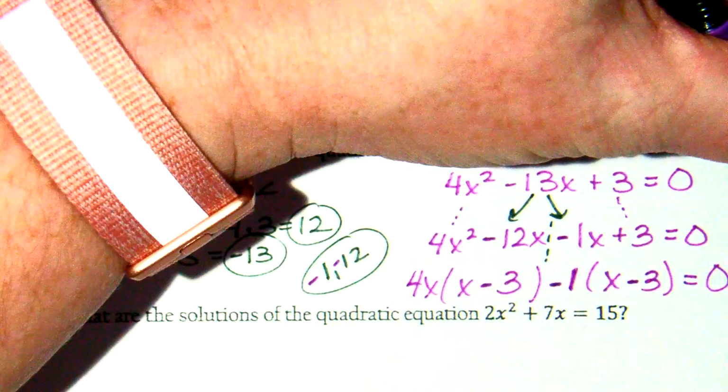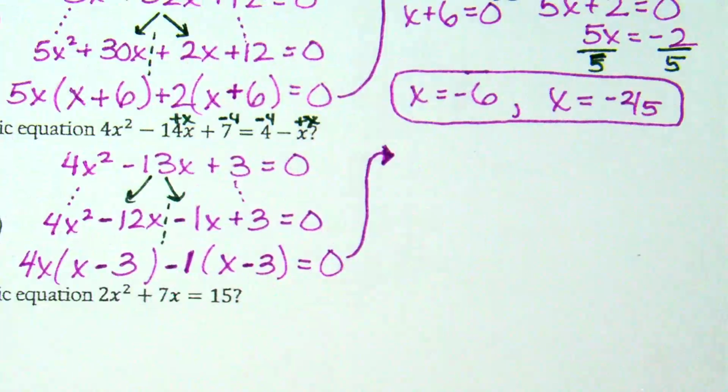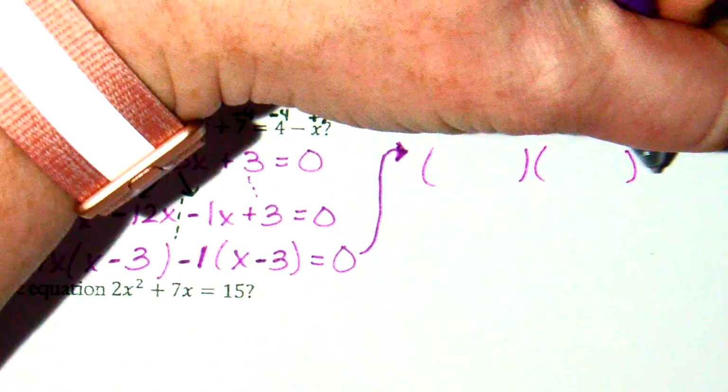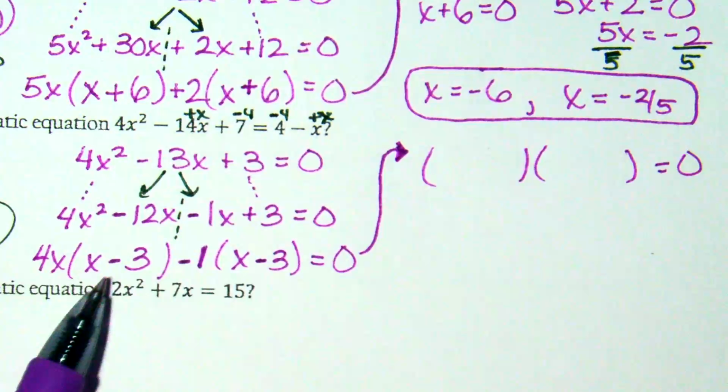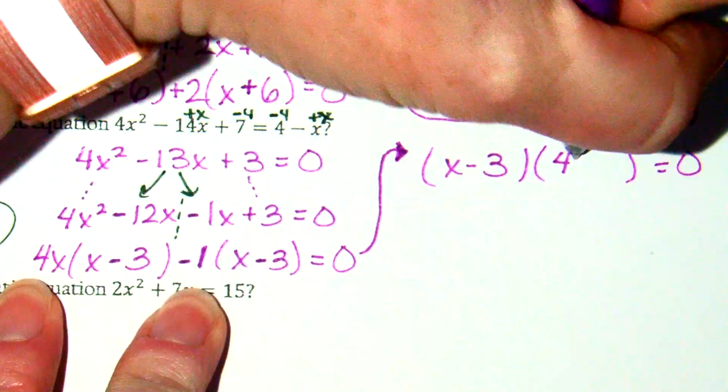Success, right? My parentheses match. So that's good news. So what does this look like in factored form then? Okay. X minus 3 are my matching parentheses. GCFs of 4x minus 1.